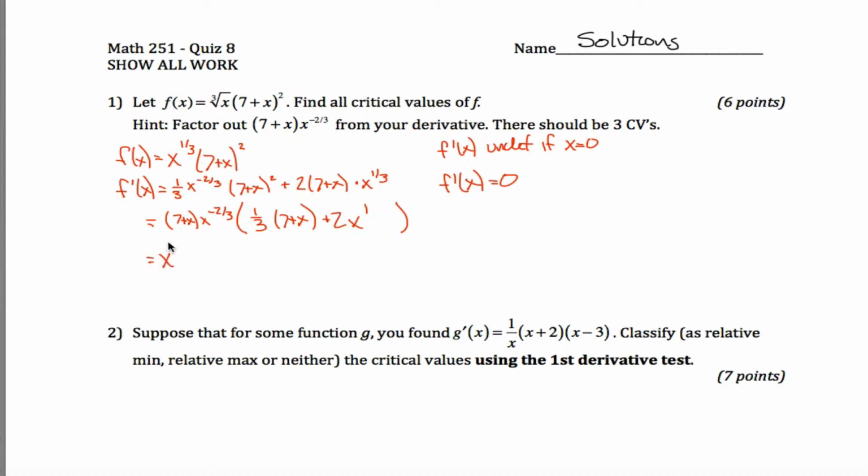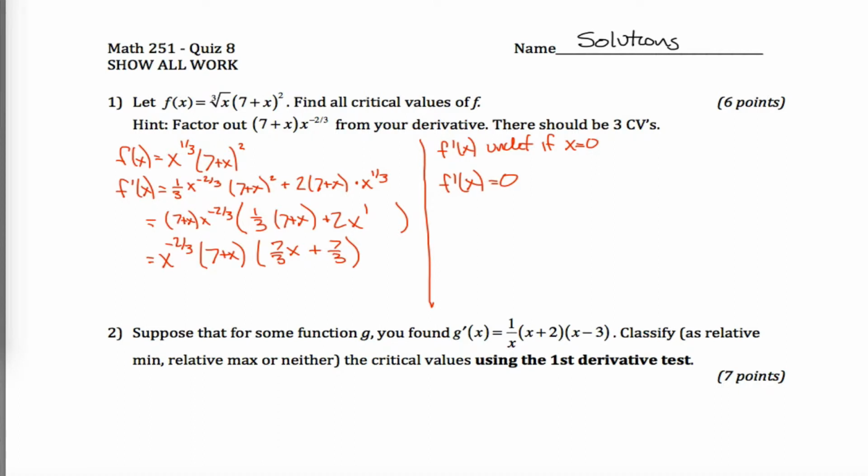Which you can clean up a little bit if you want. You got x to the negative 2/3, and then that is times 7 plus x, and that is times, well, let's see, I got 1/3 x plus 2 x's. So 1/3 x plus 2 more x's, I can think about that as 1/3 x plus 6/3 x. So I have 7/3 x plus, and then this 1/3 times this 7 gives me 7/3. You could factor out a 1/3 from each of those, or you could just leave things like this, because at this point, we'll jump over here and figure out when this thing equals 0.